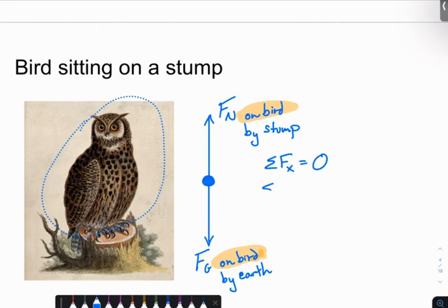All right, so then we do the sum of the forces in the y direction. And we're going to do it the same way as the x direction, but now we have what goes up is plus and then minus what goes down. And in this case, we have normal force going up, so plus my normal force. And I don't need to write the on the bird by the stump. I'm just going to write Fn. Minus gravitational force, because that's what's going down. And then it's always equal to ma.